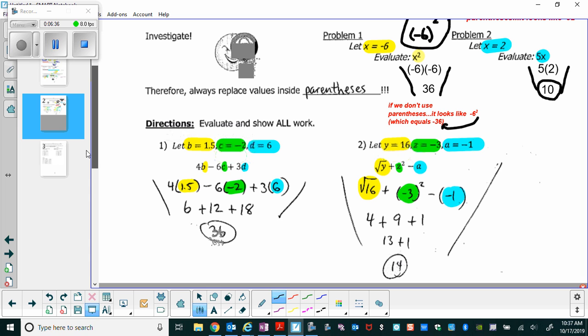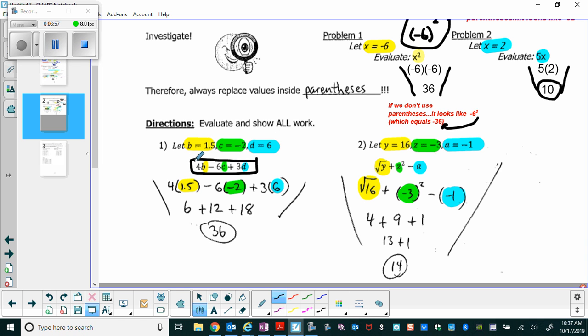And now I'm going to walk you guys through these next 2 examples, and then you're going to try 3 and 4 on your own. All right? So for number 1, our algebraic expression is 4b minus 6c plus 3d. And we're told that b is going to be a 1.5, c is a negative 2, and d is a 6.